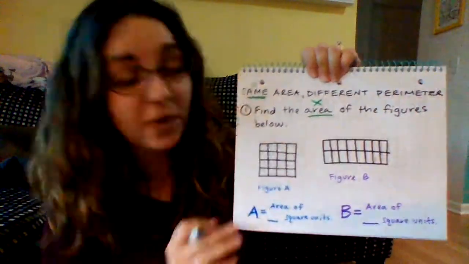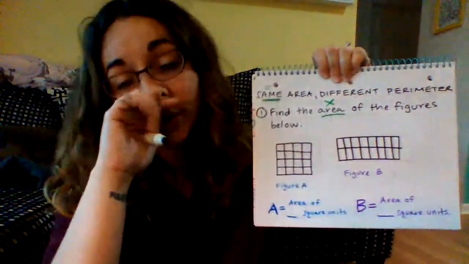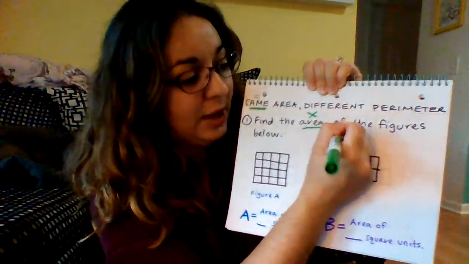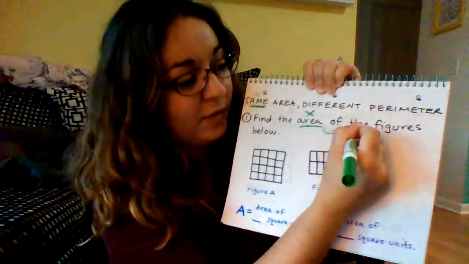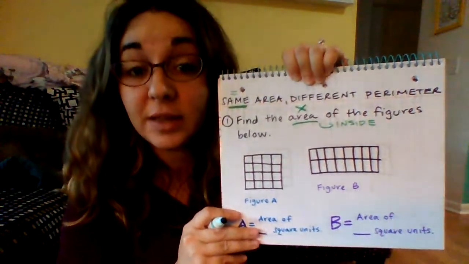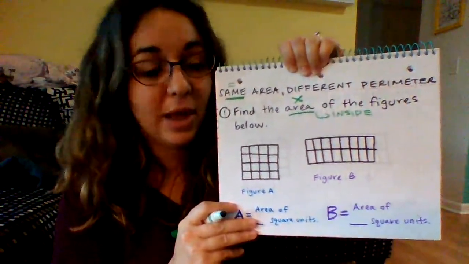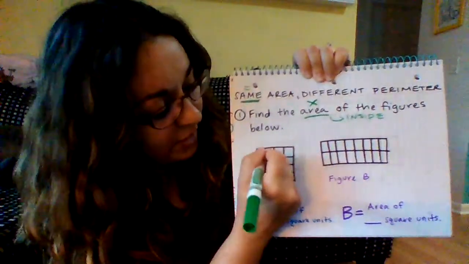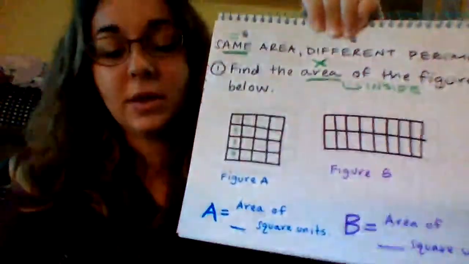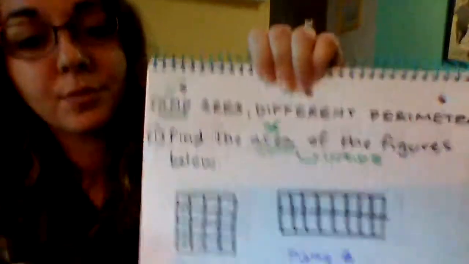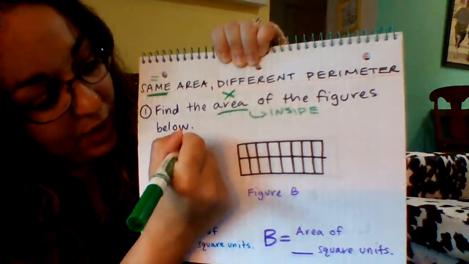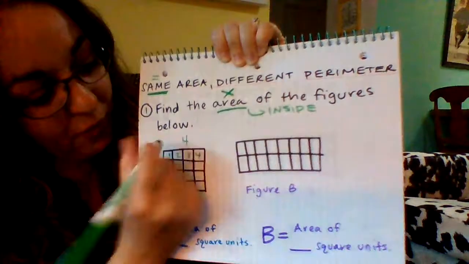So if I want to find the area of figure A, technically there's two things I could do. I could count all of the squares inside, or I could multiply, because area is the inside of a shape, right? Area is the squares inside, so you have to multiply. So you're going to multiply to find the area here. 1, 2, 3, 4. Can you see that okay? Times 1, 2, 3, and 4. So we have 4 times 4.